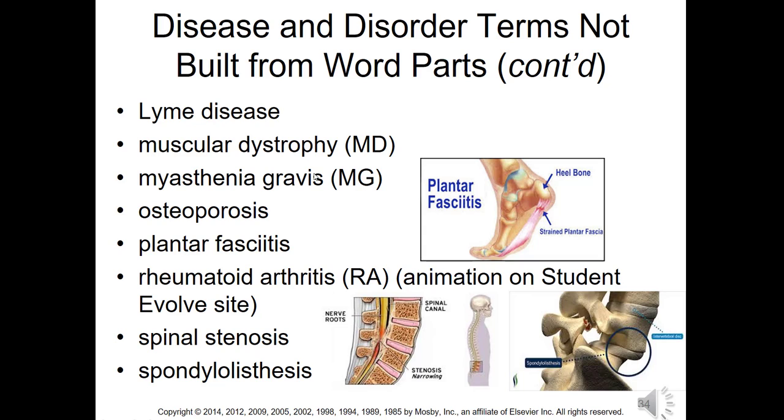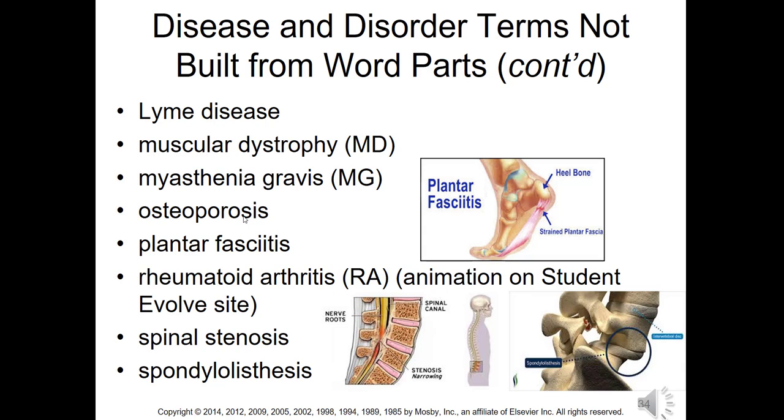Muscular dystrophy is a hereditary disease characterized by degeneration of muscle and weakness. Myasthenia gravis, or MG, is a chronic disease that's characterized by muscle weakness and thought to be caused by a defect in the transmission of impulses from nerve to muscle cells. Osteoporosis, we already talked about this. This is the abnormal loss of bone density.